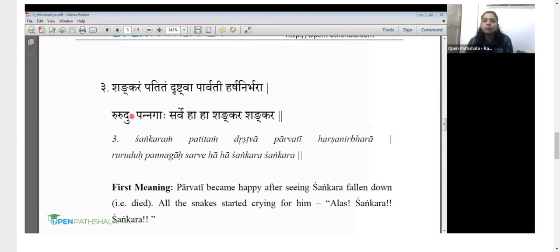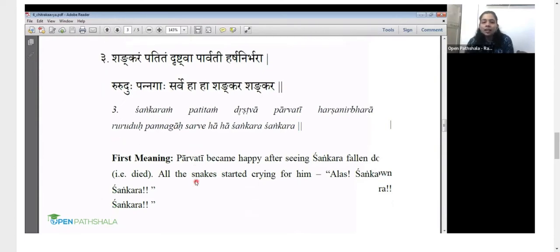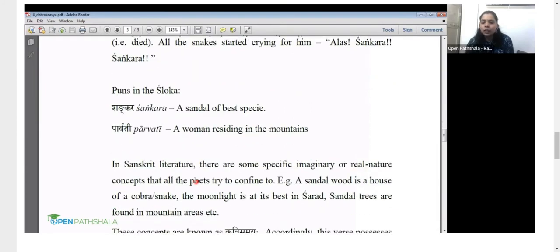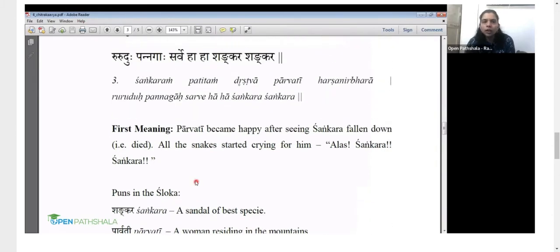So there is a species of Chandana, a species of sandalwood called Shankara in the mountains of Himalayas. And it is a Kavi Samaya. That means, we'll come to Kavi Samaya. First, we'll see the meaning of this shloka.